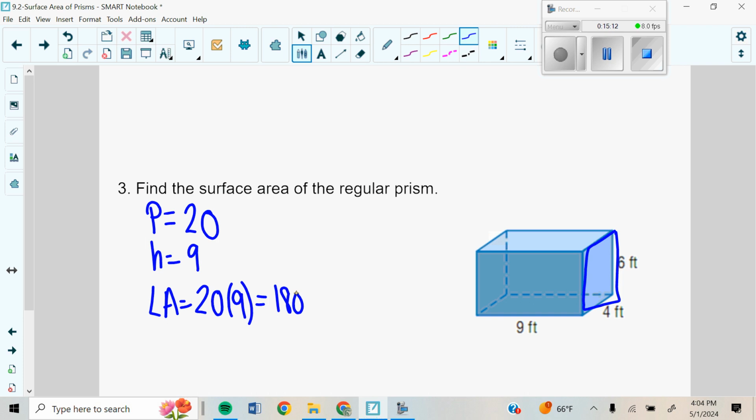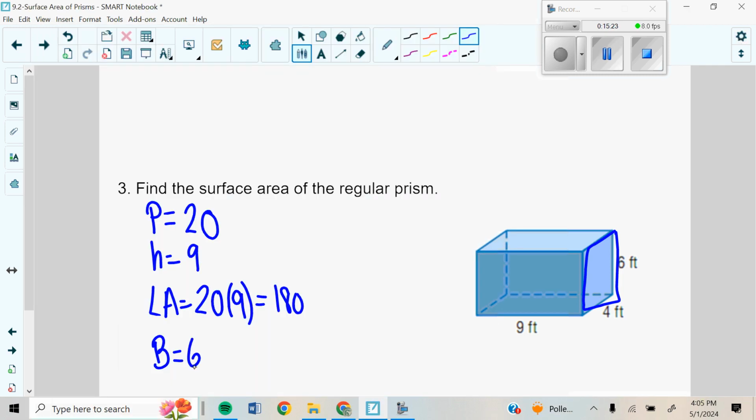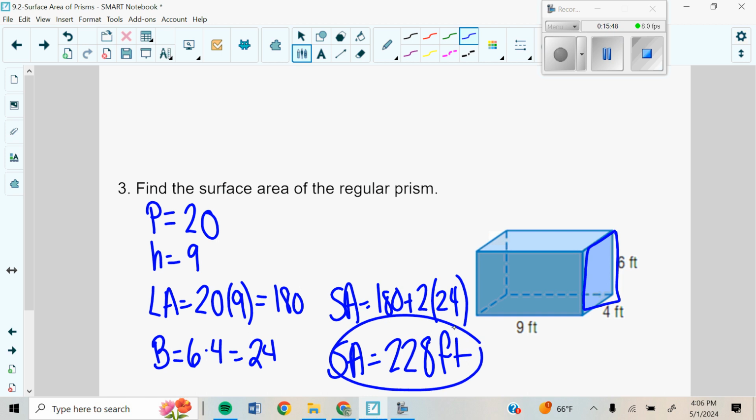Okay. Now we're going to find our two base areas. So one base area is going to be 6 times 4. So we get 24. Okay, that's one base area. So for surface area, we have 180 plus 2 times 24. If you're typing that into your calculator, we get a surface area of 228 feet.